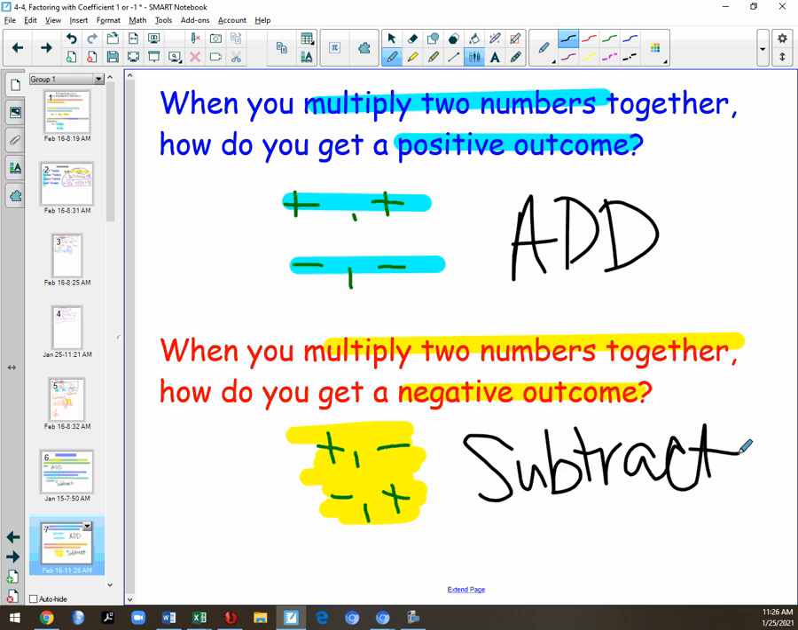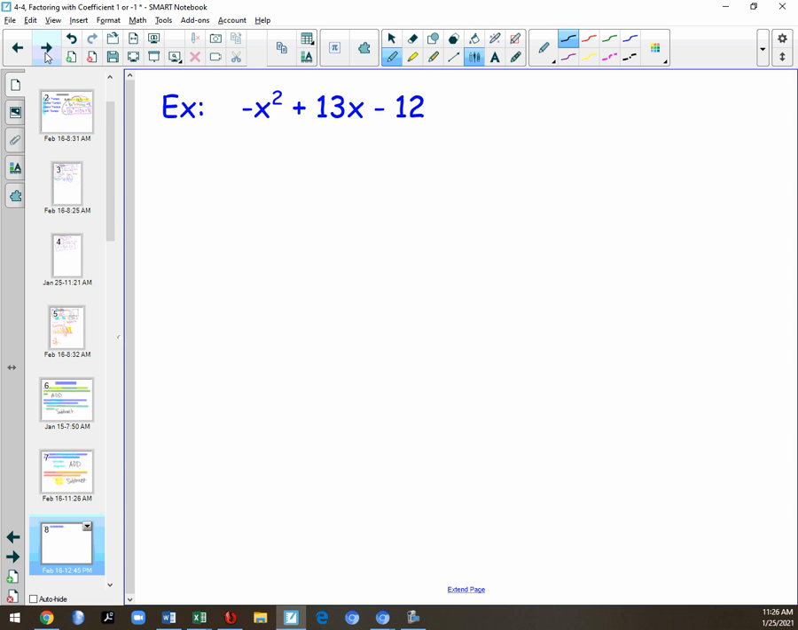Same signs mean add, different signs mean subtract. So, how is this one a little bit different than the previous problems that we've been doing? Well, the previous problem, I had a positive 1x squared. Well, I don't want to change our entire foundation of what we had been learning. So what we need to do is focus on how to do this problem specifically. So what is different is the negative out here. So what we're going to do is we're going to pull that negative out.